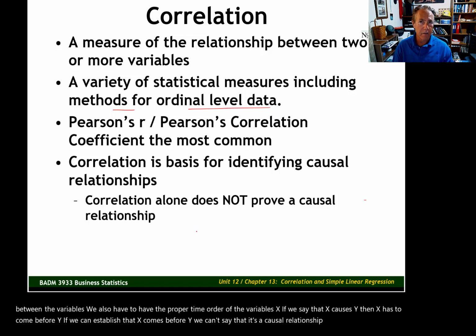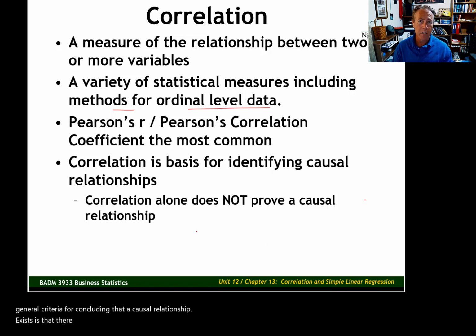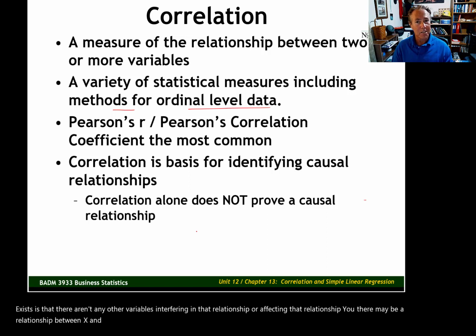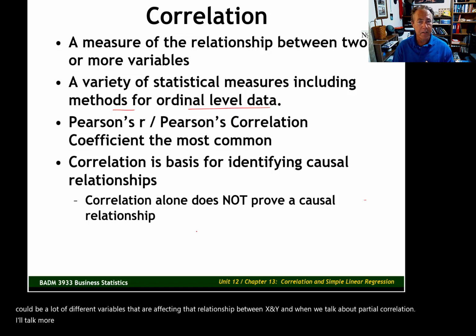Then the third general criteria for concluding that a causal relationship exists is that there aren't any other variables interfering in that relationship or affecting that relationship. Now, there may be a relationship between X and Y, but that relationship may be a spurious relationship caused by variable Z or variable A, B, C, D. There could be a lot of different variables that are affecting that relationship between X and Y. And when we talk about partial correlation, I'll talk more about spuriousness and methods that we have at our disposal to control the effect of third variables.